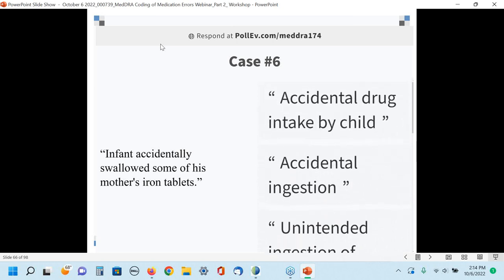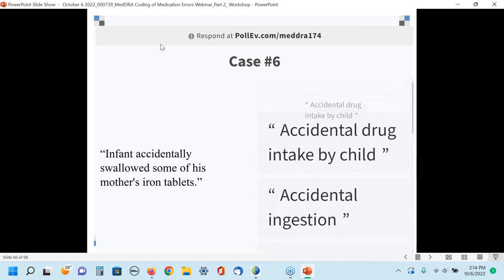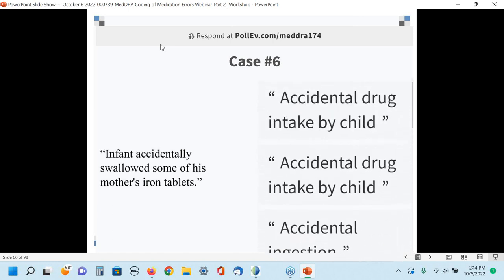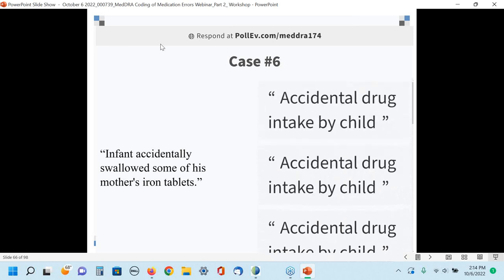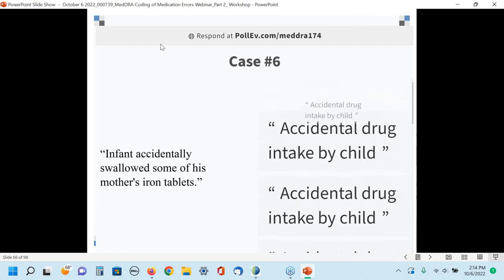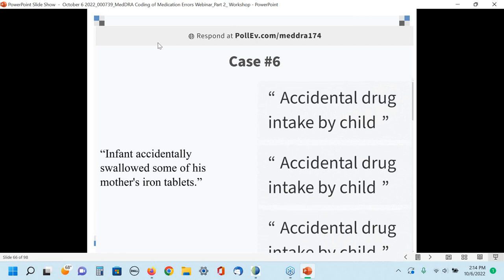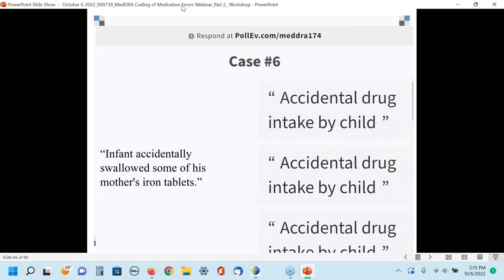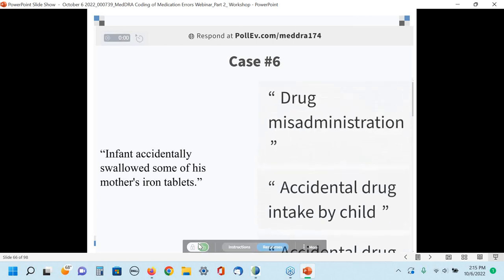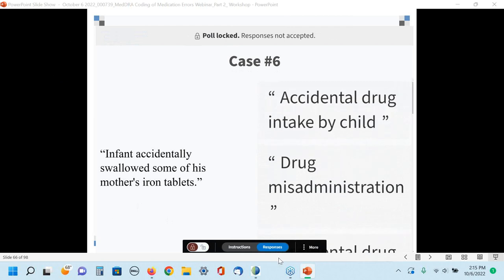For a person that selected accidental ingestion, if you go into MedDRA right now and you look up the LLT accidental ingestion, it is non-current. You should never use that one. And the reason it's made non-current is because we replaced it with other accidental ingestion terms which had a higher degree of specificity. Okay. Let's lock this one.